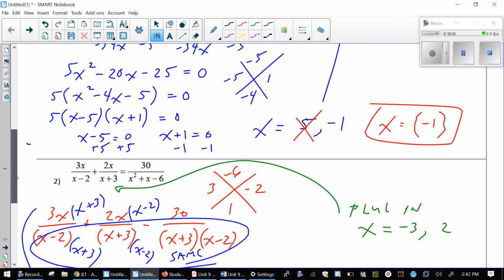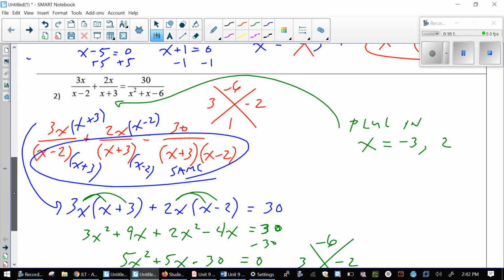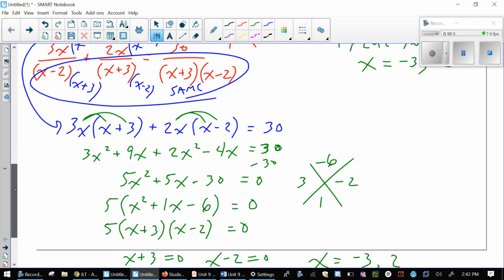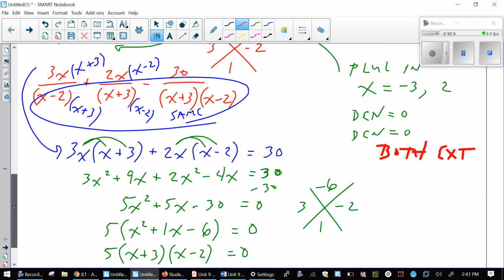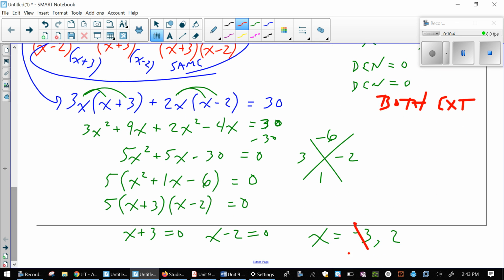Watch what happens. This is crazy. That's what we got, right? Negative 3 and 2. If I plug into that first denominator, x minus 2, if I plug in 2, the denominator equals 0. In that second denominator, if I plug in x equals negative 3, the denominator equals 0. So that means that both of these are extraneous. Okay, we haven't seen that before, but that's possible. Look what just happened. That means not a solution, not a solution. So that means that there is no real solution.